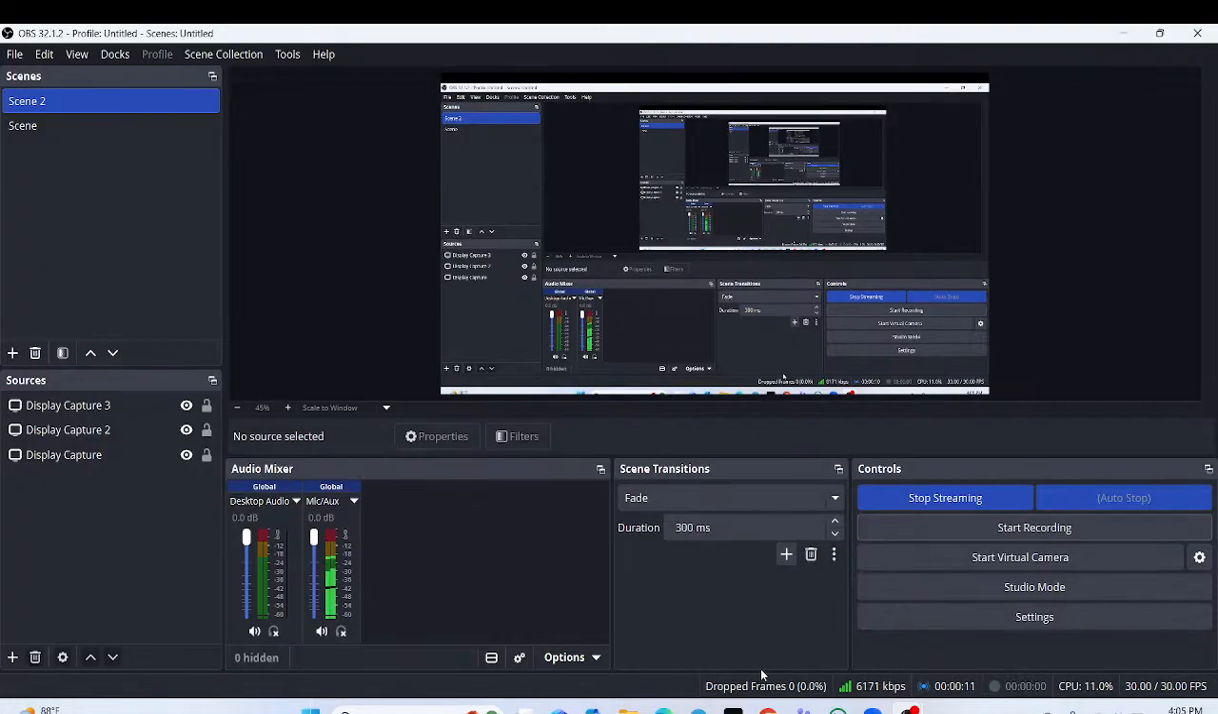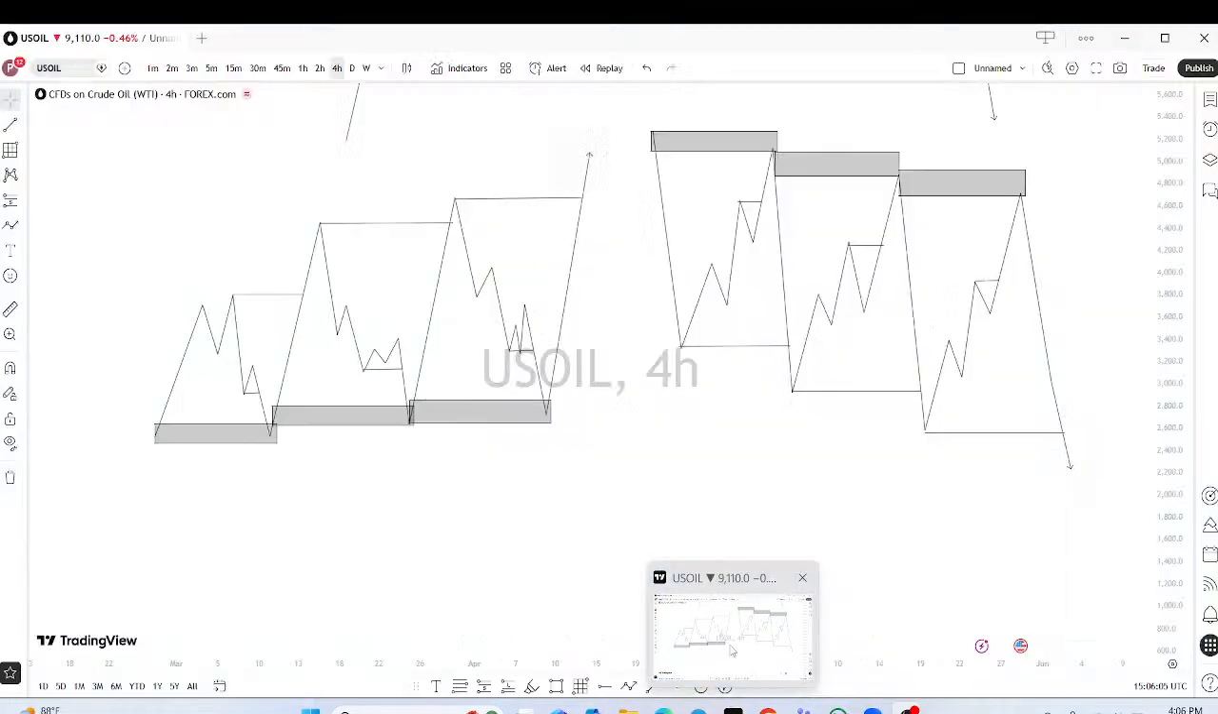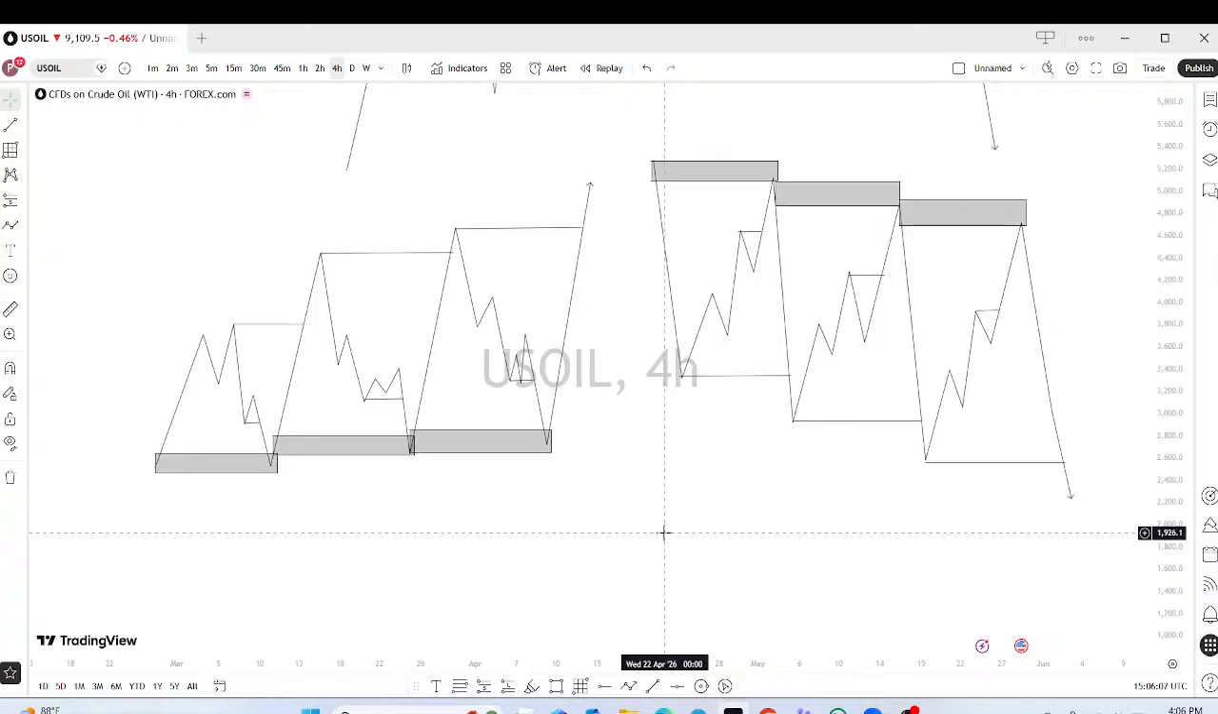So today we'll be talking about structural liquidity. As a trader, you need to understand structural liquidity. It's very, very important because we all know liquidity is what fuels the market. So you need to understand what structural liquidity means.